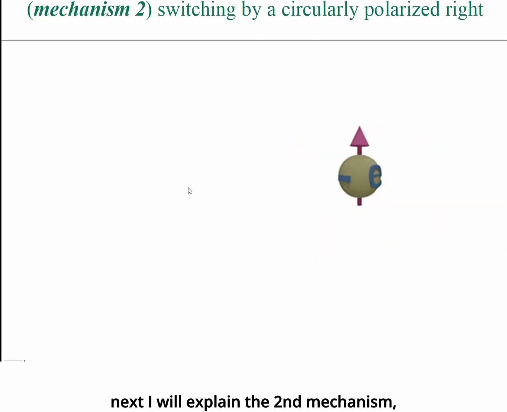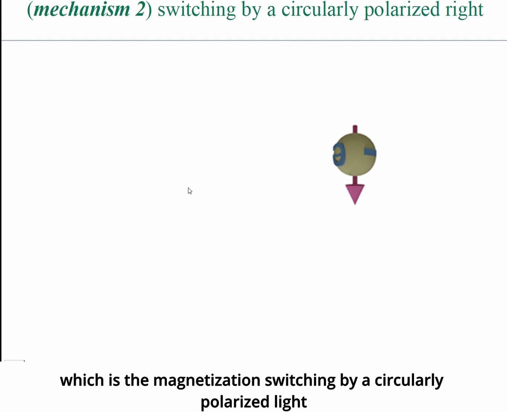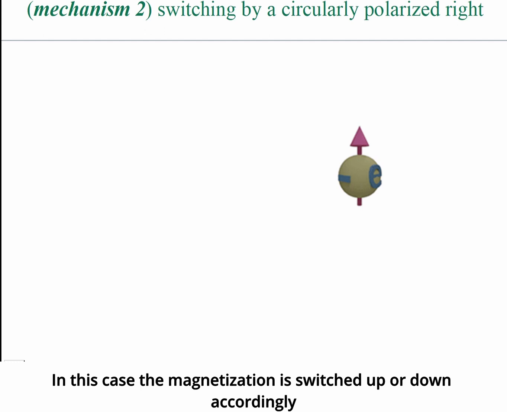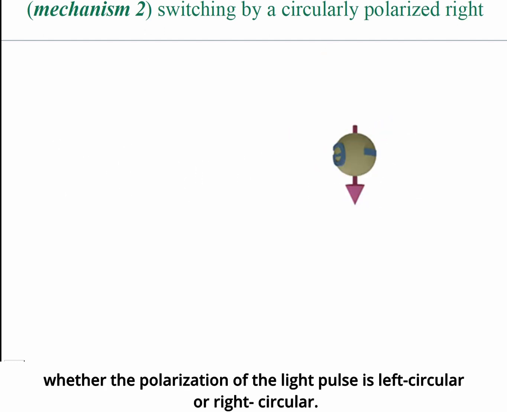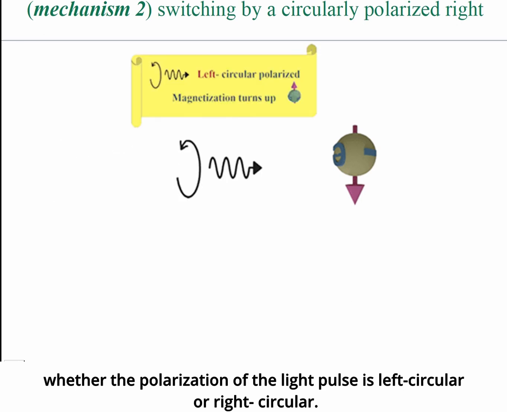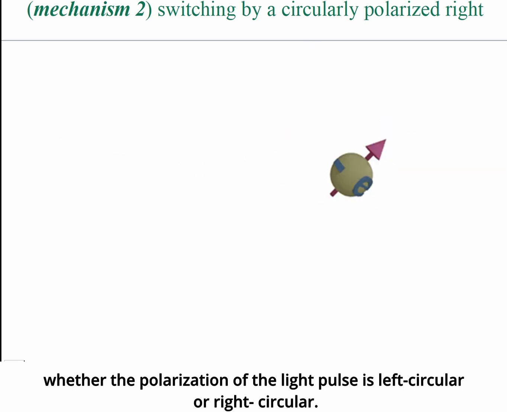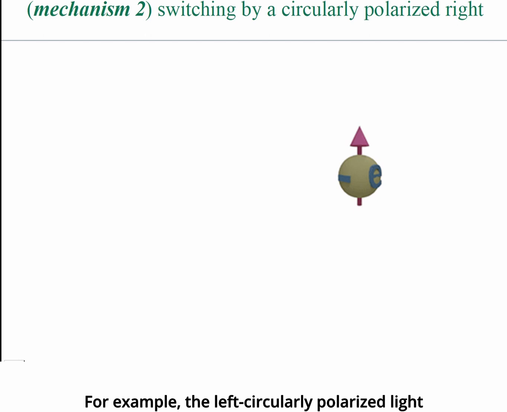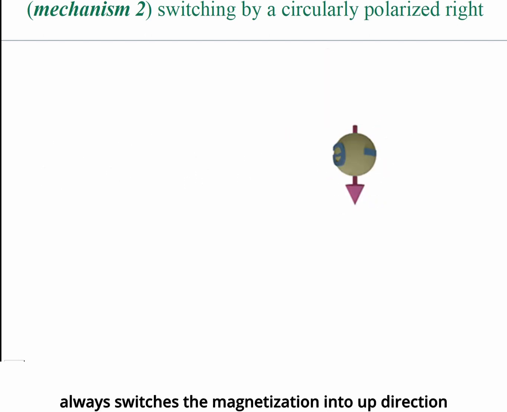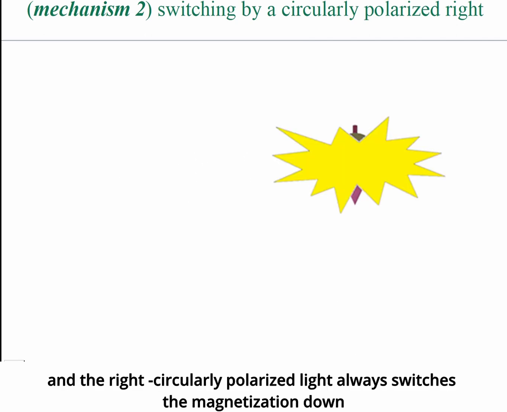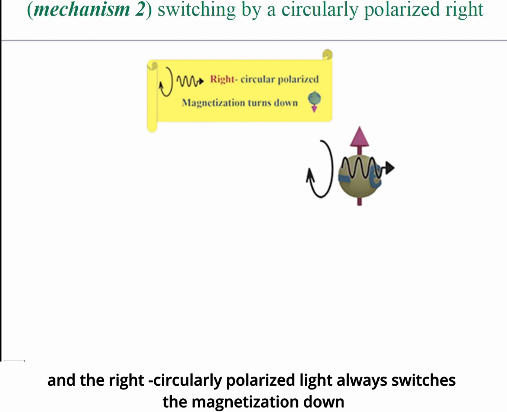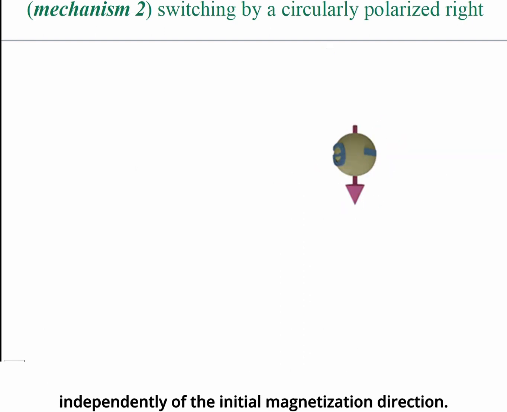Next, I will explain the second mechanism, which is a magnetization switching by a circularly polarized light. In this case, the magnetization is switched up or down accordingly whether the polarization of light pulse is left circular or right circular. For example, the left circularly polarized light always switches the magnetization into up direction, and the right circularly polarized light always switches the magnetization down, independently of the initial magnetization direction.